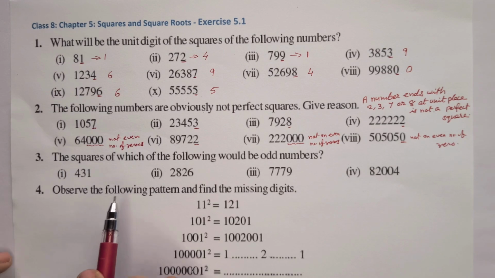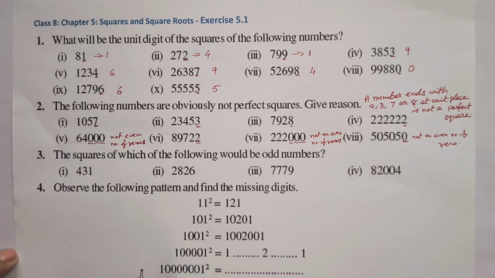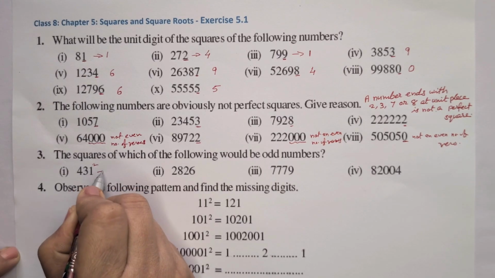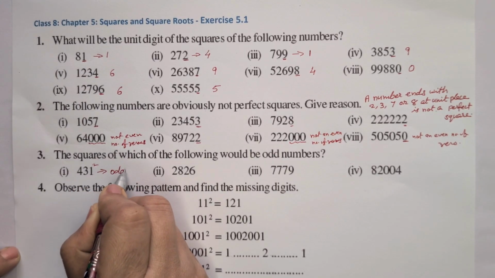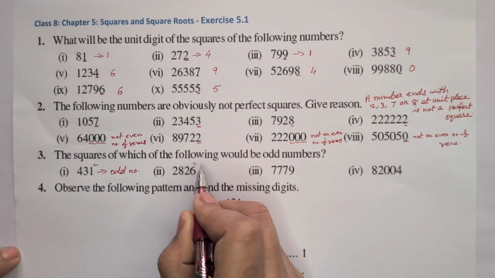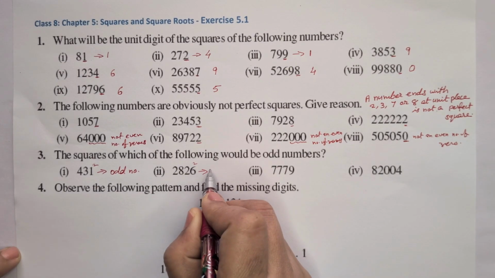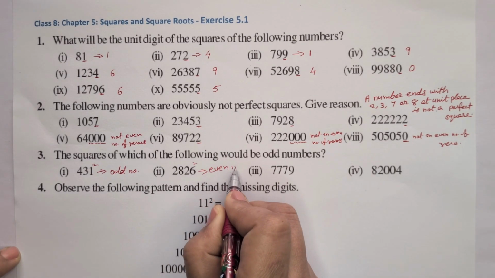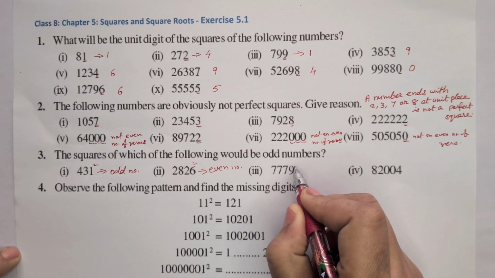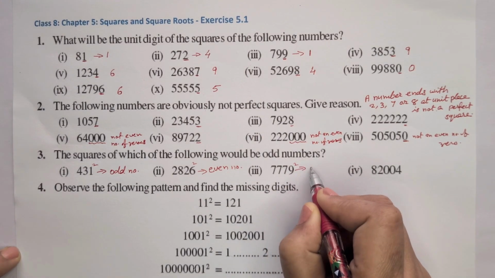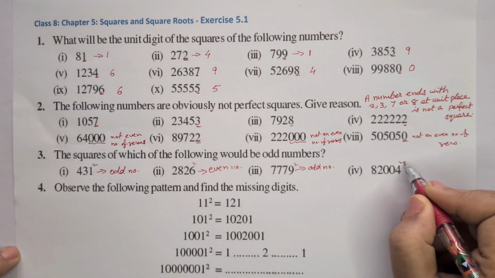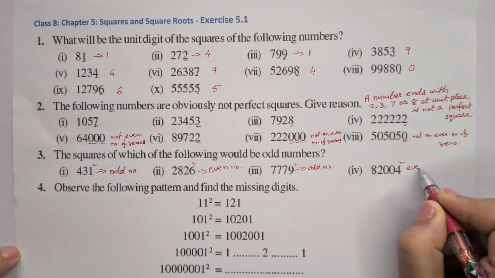Third question: the squares of which of the following would be odd numbers? 431 square, that will be an odd number. 2826 square, that is an even number. Here 9 square is 81, that means this is an odd number, so its square also will be an odd number. For this, the square will be an even number.